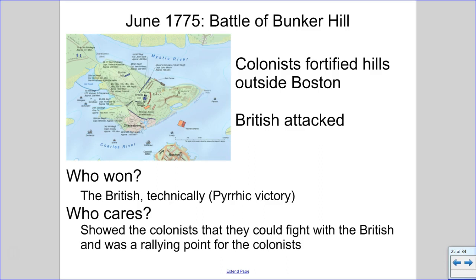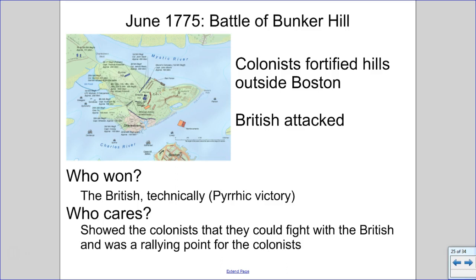They eventually won. They controlled the hills above Boston. They basically blockaded and shut down the port of Boston once again. But it's called a Pyrrhic victory. A Pyrrhic victory is when you win, but the cost was so high that it almost wasn't worth it, because the British lost a massive number of their troops. It cost them a tremendous amount of resources, and the only reason they really lost is because the colonists ran out of bullets. So the British controlled these hills, but they took such a massive hit that it almost wasn't even worth it to them. And so who really cares?